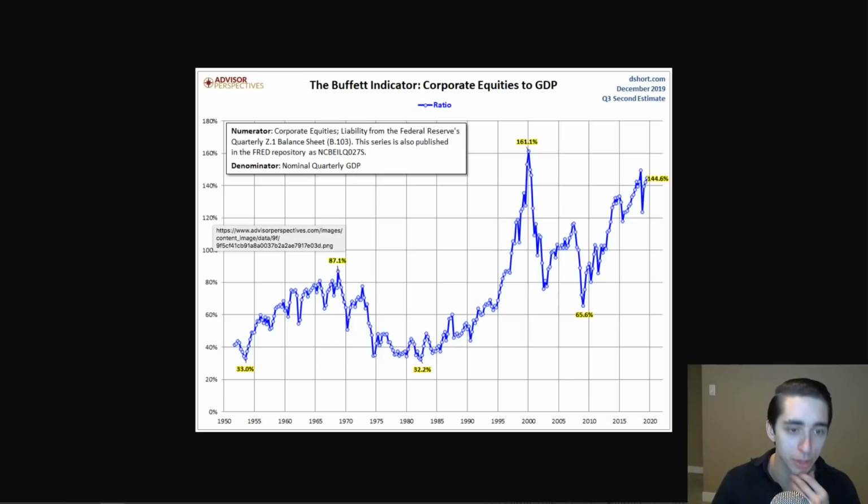And I'll go ahead and pull up the chart here so you can see a little bit clearer. This is something from one of my favorite websites, Advisor Perspectives. It's called the Buffett indicator. And this is something that I look at a lot of the time. I look at it across different market indices, but it's a ratio here.